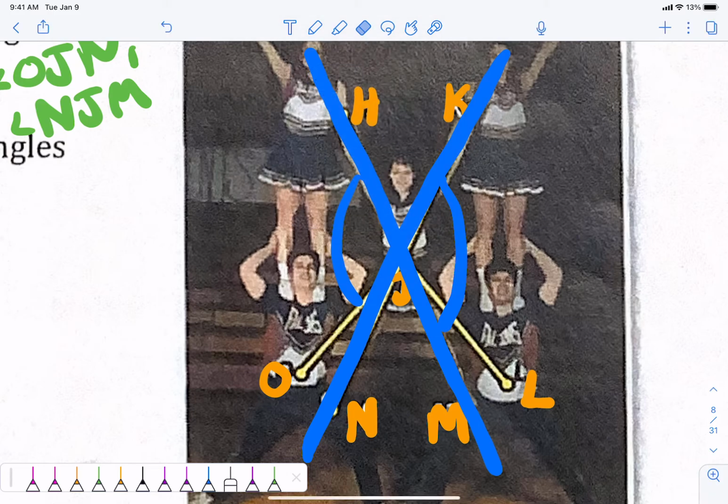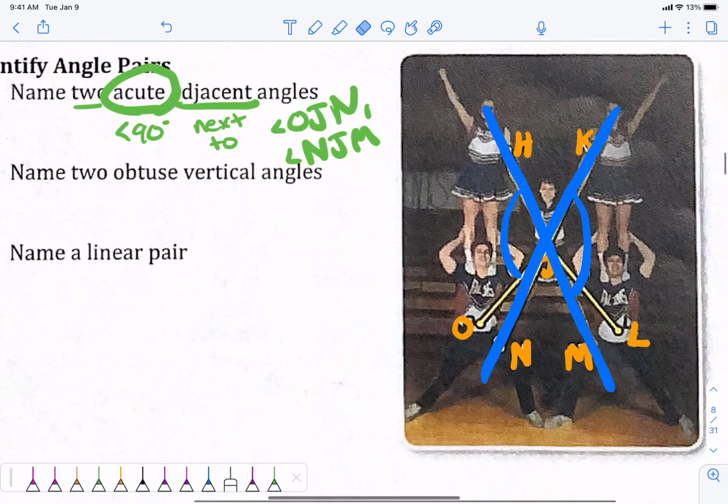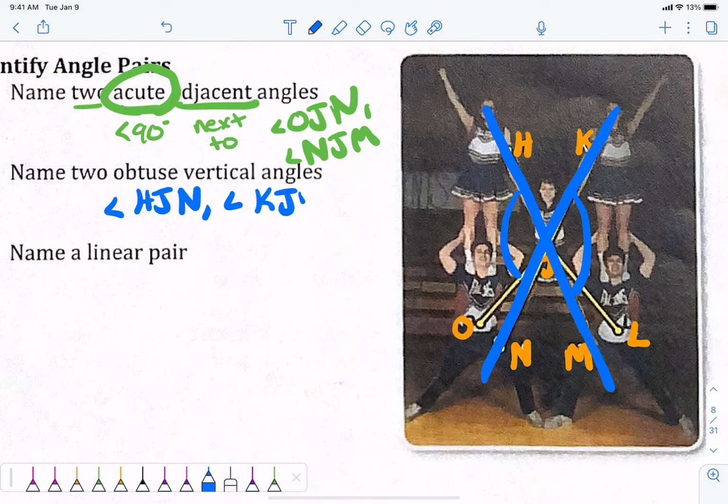Okay, so I want the obtuse ones. I want the ones on the sides, right? Okay, so what is the one on the left side? HJN. And then angle KJM. Yeah, those two. So that one only has one answer that we could have done, right? Okay. All right, and the last one is naming a linear pair.